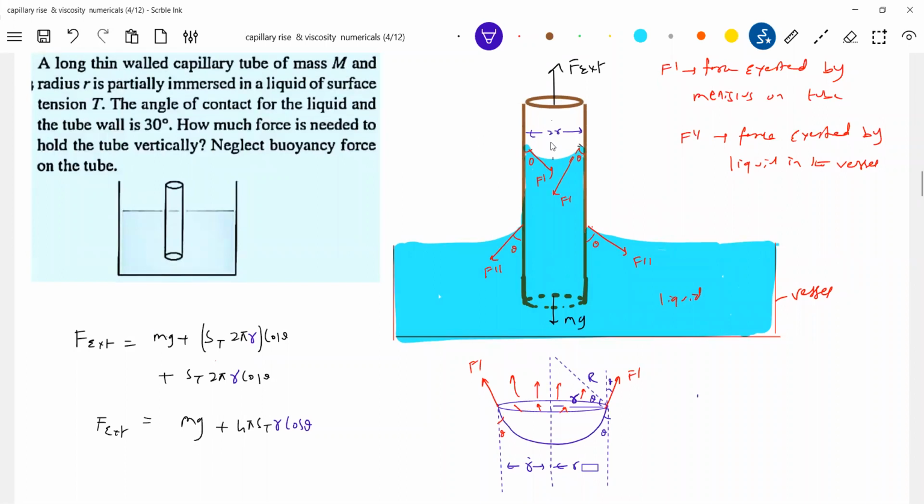So the force due to surface tension should be ST into 2 pi r cos theta. I think for capillary rise in the first problem, there's a method, which is what I do in this diagram.